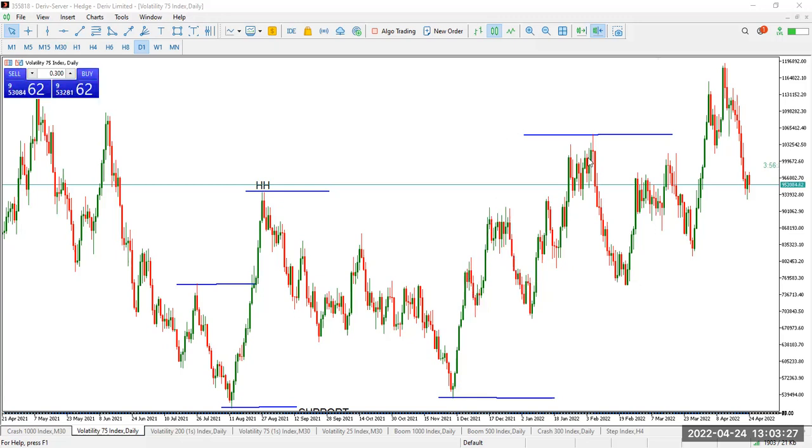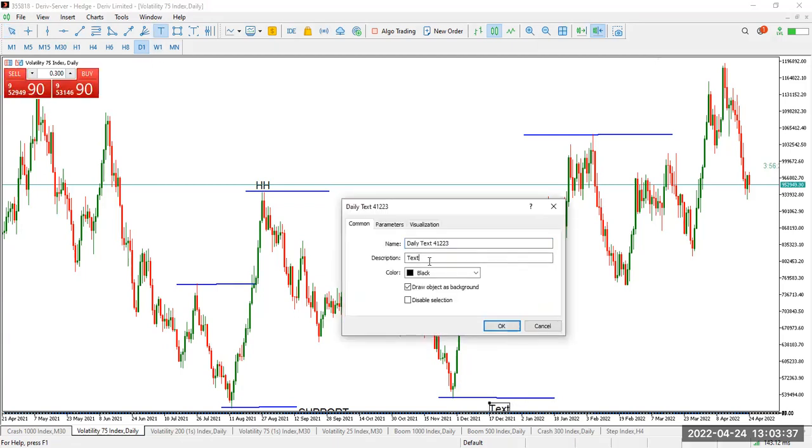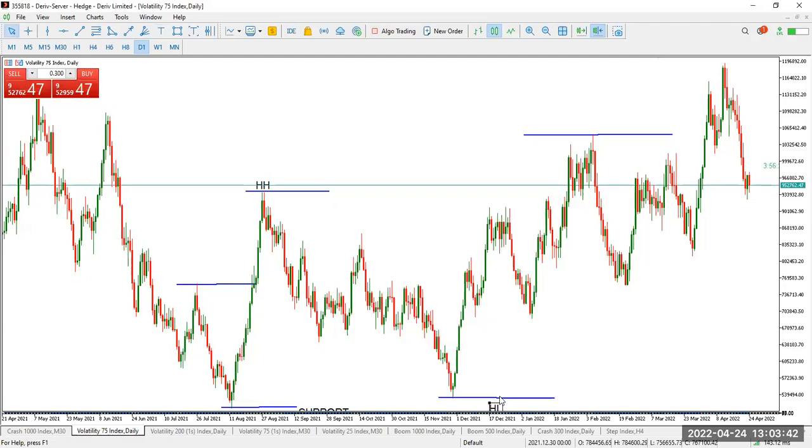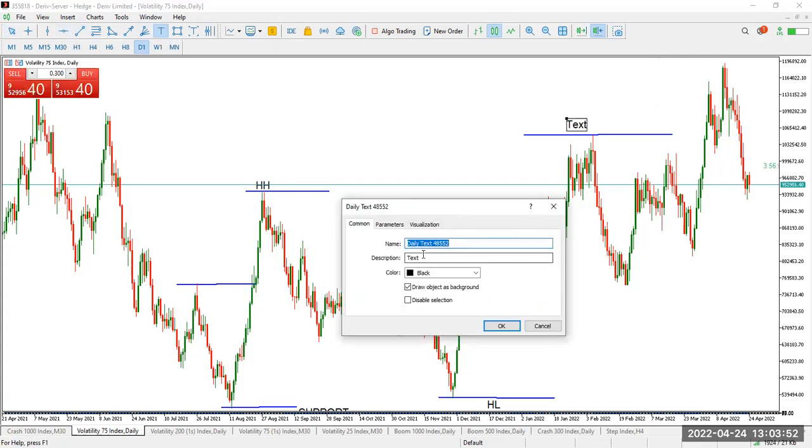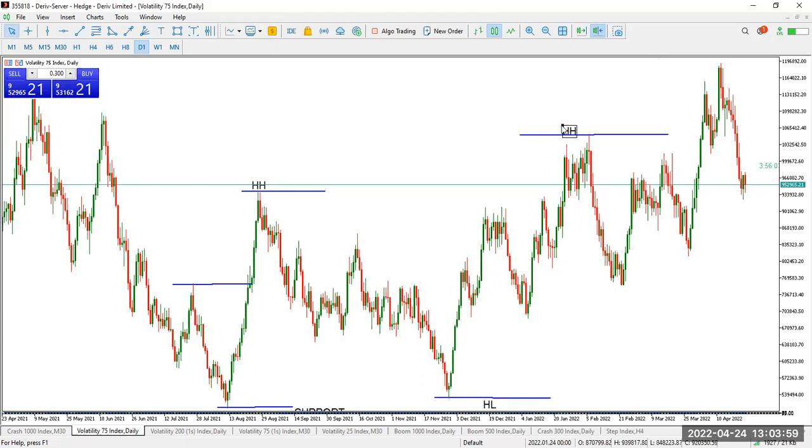So I will use my fib to measure from where it broke this internal structure to this place, because this place here is called a higher low and a higher high. If I have to buy this market, because of the smart play here in this zone, this is where I will buy it.